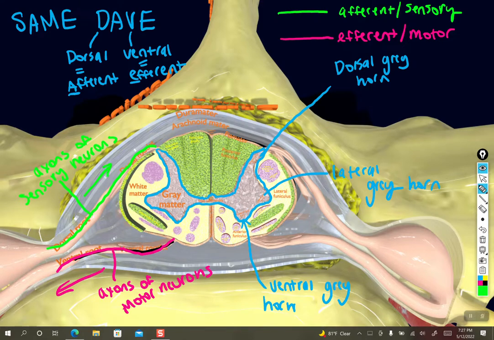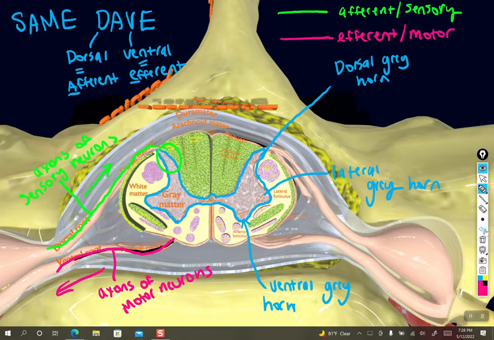So what that means is incoming sensory information first arrives at the dorsal gray horn, and any outgoing motor information initiates from the ventral gray horn. And we'll round out some more information on that when I zoom in a little bit and make a map of which populations of cell bodies are arranged in which places.